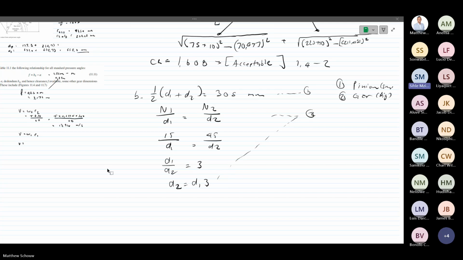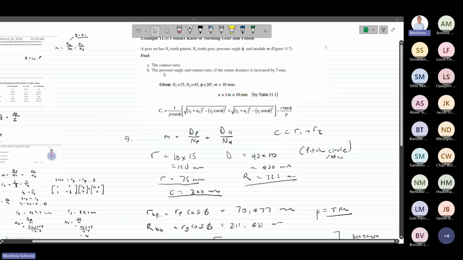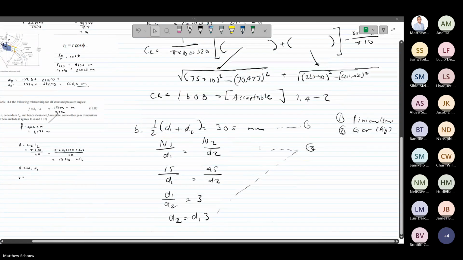Yes, Sushi. What are we calculating here? Up here, don't we have a new question? This one? You ask what we are calculating. We are calculating what happens in the same question. We've increased the center distance by 5 millimeters, right? So now I want to see the change in diameter. Yes, that's correct.